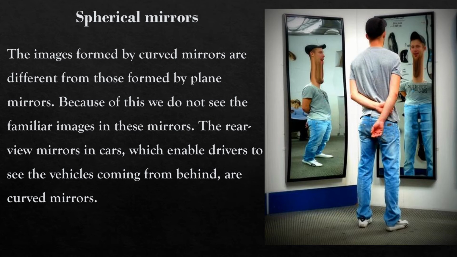So the rear view mirrors in the cars that you use, which enables drivers to see the vehicles coming from behind, are curved mirrors. हमारे जो cars में जो side में जो mirrors होते हैं वो curved mirrors होते हैं, वो spherical mirrors होते हैं, जो use होते हैं in order to make the vehicles appear little closer. ठीक है?